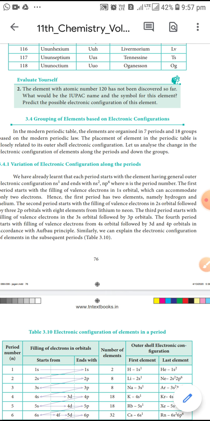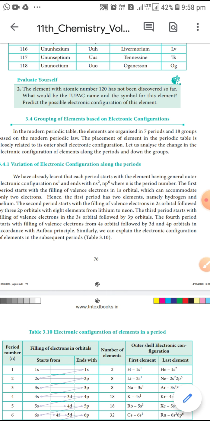Each period starts with an element having general outer electronic configuration ns1 and ends with ns2 np6. N is the period number. The first period starts with the filling of the valence electron in the ns orbital, which can accommodate only 2 electrons. So the first period starts with the filling of the 1s orbital, and the s orbital occupies only 2 electrons. Hence the first period has only 2 elements, namely hydrogen and helium.